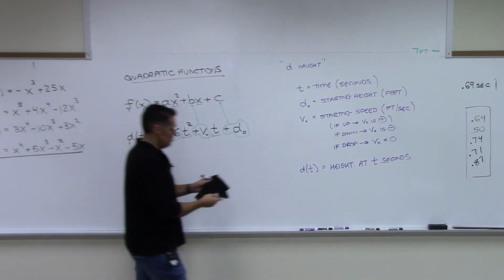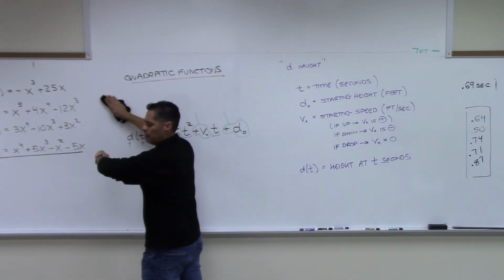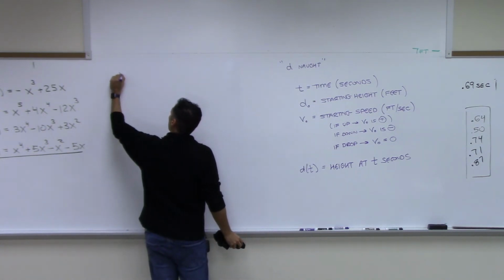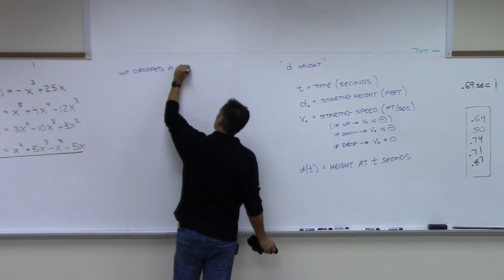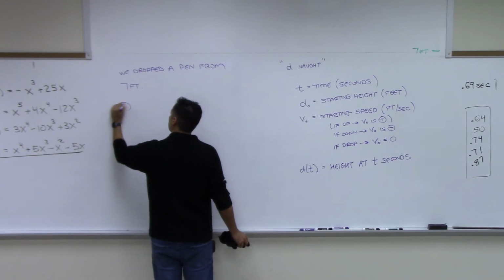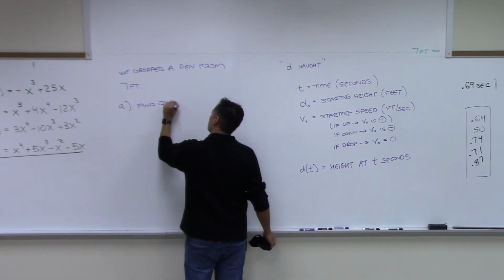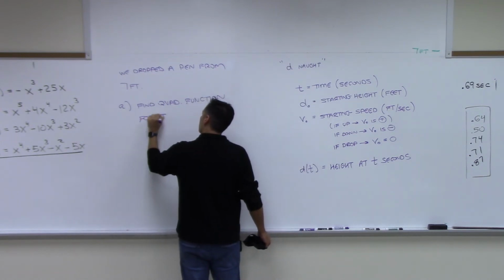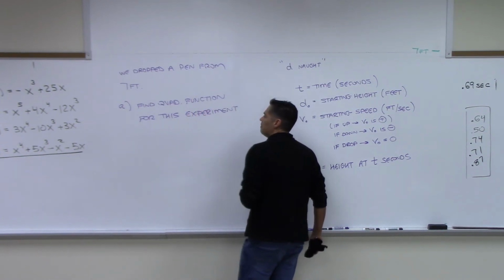So let's model the experiment we just did. Let's come up with the function for the experiment that we just did, where we dropped a pen from 7 feet. First thing I want us to do, let's say part A, I want us to find the quadratic function for this experiment.